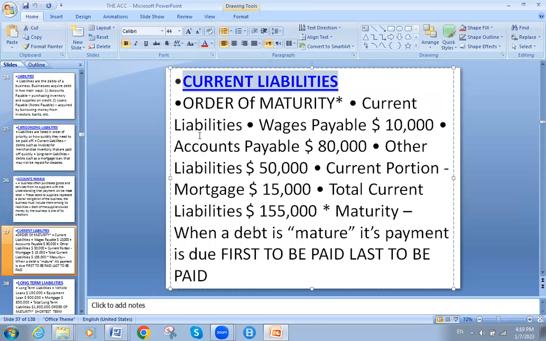Let us see an example. Current liabilities here, and we solved this example before. You will add them up. Current liabilities include wages, because that's in the short run. Accounts payable, that's in the short run. Other liabilities, the current portion of the mortgage, which is short run. So here, the total liabilities, we add them up together. I'm just repeating so that you will know what it's about.